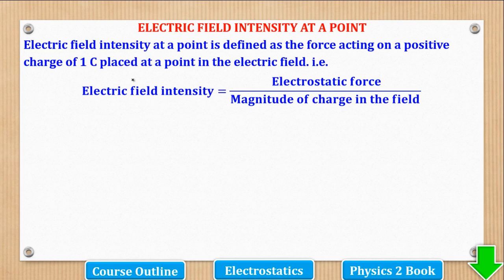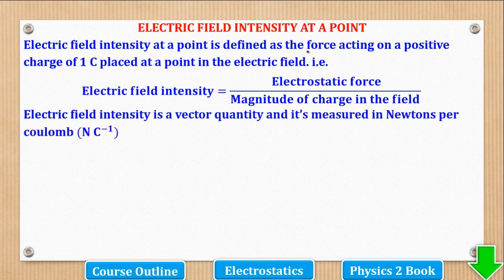So one charge will be creating the field, and the second charge will be positive 1. Like I said, because force is a vector quantity, it implies that electric field intensity is also a vector quantity and is measured in newtons per coulomb. Newtons is because of this force and coulomb is because of this charge. So when I divide, I'll come up with newton per coulomb. That will be the SI unit which we shall use for electric field intensity at a point.